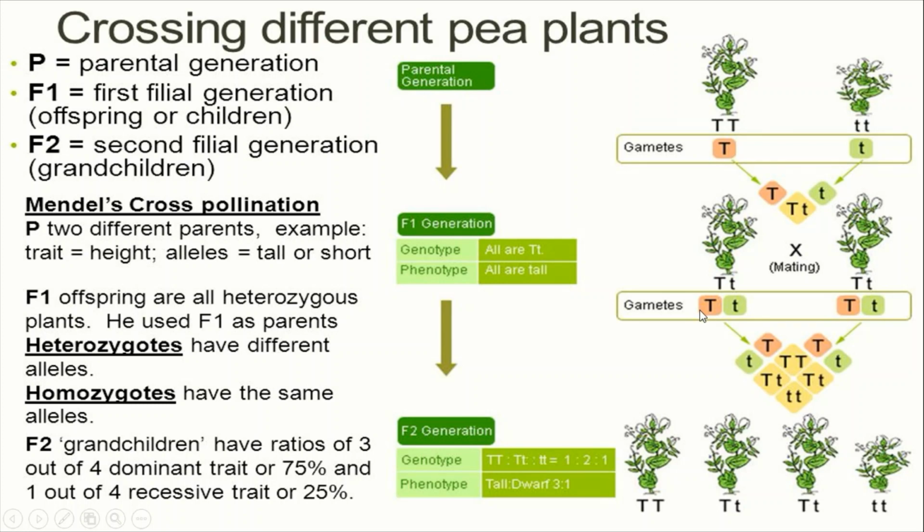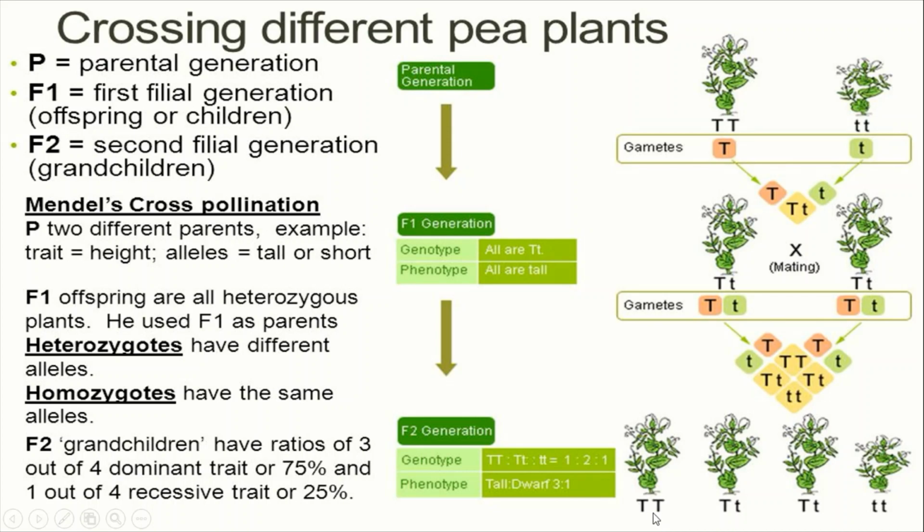Next, when a self cross is made between the F1 generation, there are two types of gamete, one is capital T and another one is small t. In the same way, here one is small t and another one is capital T. When these gametes are crossed again in the F2 generation, 1/4 will be homozygous tall.